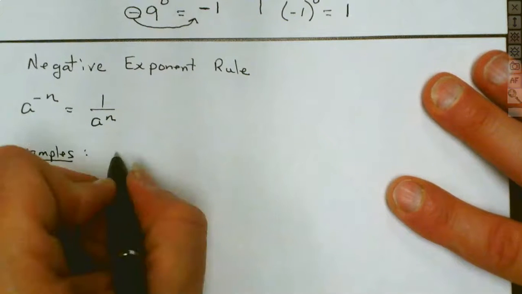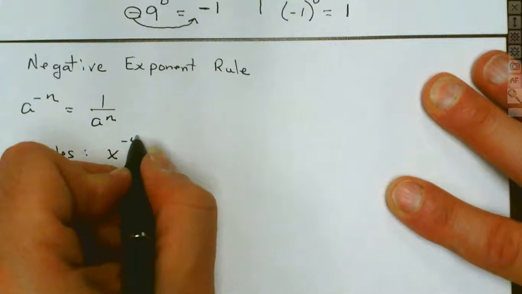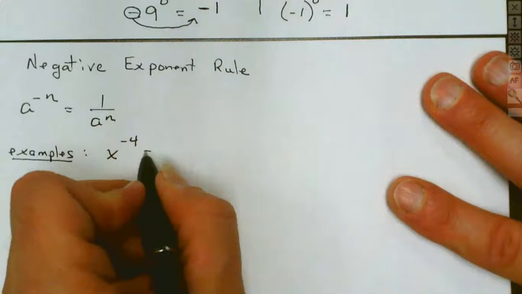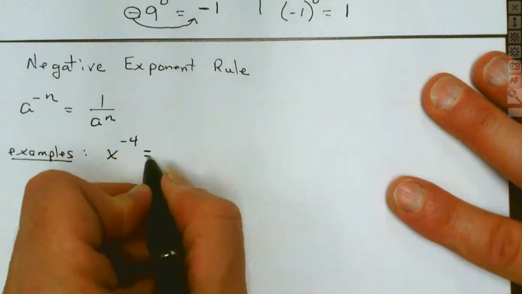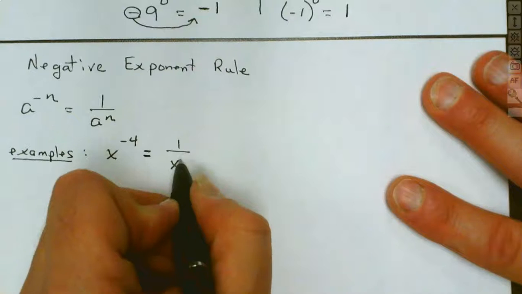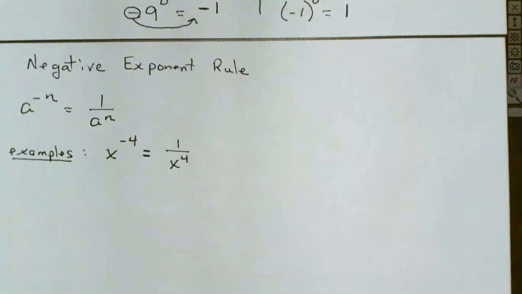We'll do a real easy one first. X to the negative fourth power. So x to the negative fourth power. We never want negative exponents in your answer. So that would be rewritten as 1 over x to the fourth. So always rewrite your negative exponents as a fraction.